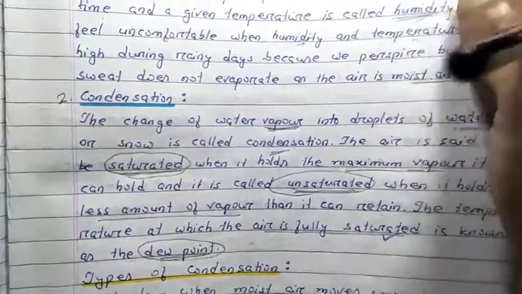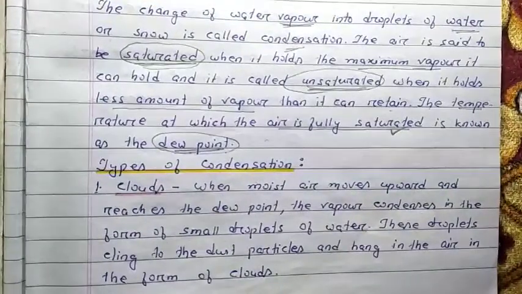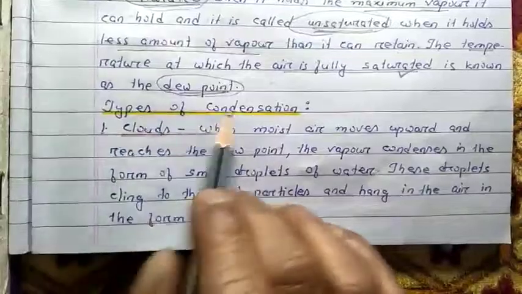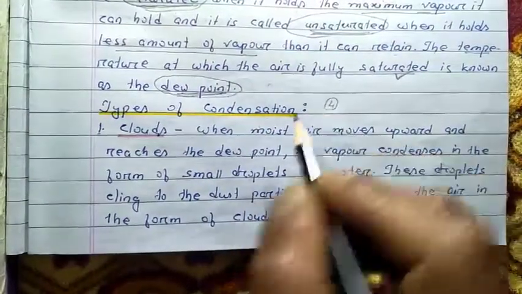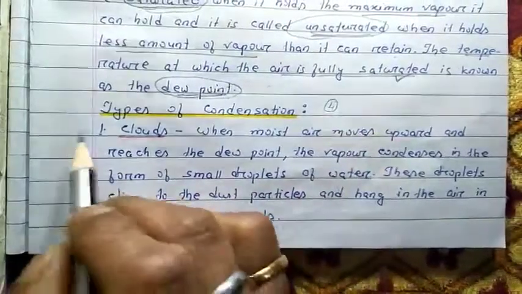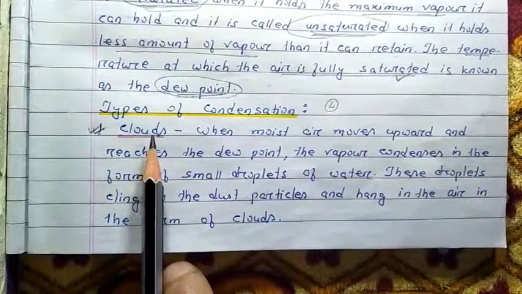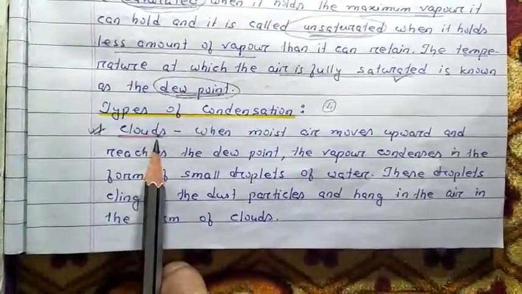Now we are going to study about the different types of condensation. Okay, types of condensation. We can say condensation can be classified into four types. Let's study one by one. The first one that I have taken here is clouds. Clouds, everybody you have seen clouds. If we look up we can see the clouds.